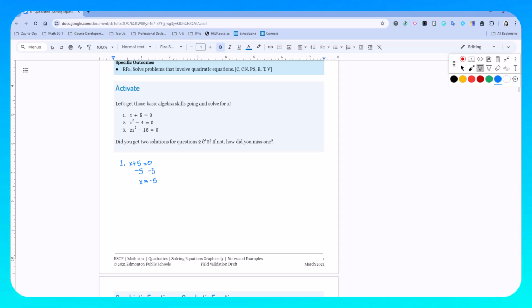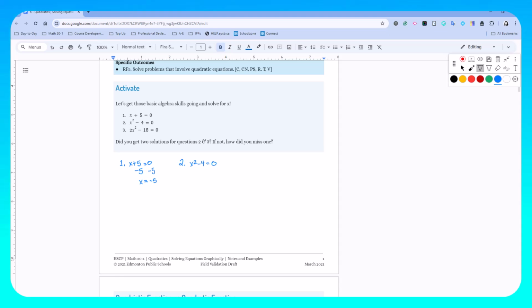Now, this is a fairly basic one, but let's move it up to the next one of x squared minus 4 equals 0. Now, I want you to take a moment and pause right here. Pause the video and solve this one yourself, and come back and we're going to talk about the solutions.